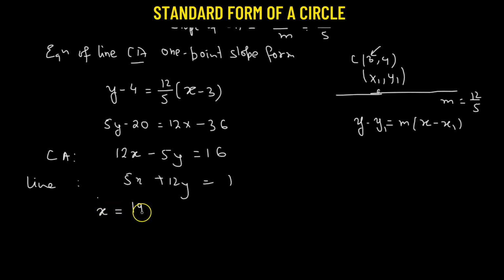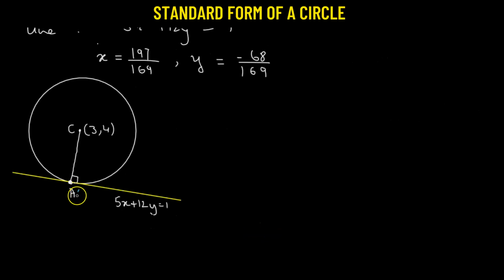So x comes out to be 197 over 169, and the value of y comes out to be negative 68 over 169. So we have obtained the coordinate of point A. That's the x coordinate 197 over 169, and the y coordinate is negative 68 over 169. Now we have the coordinate of point A.